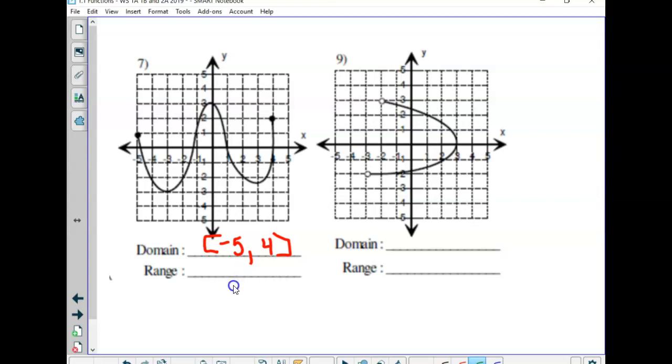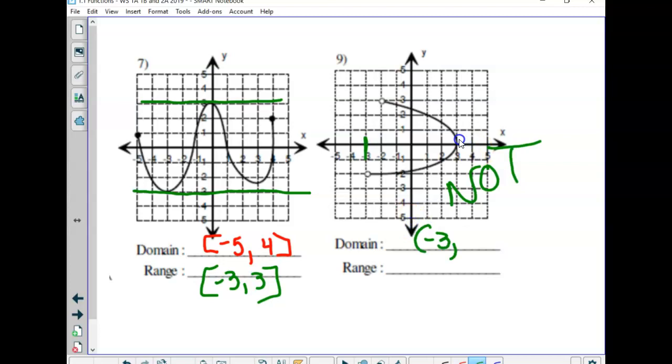What's the range? It has to be the lowest it goes to the highest it goes. So it's -3 to 3, and it appears to be hitting both of those, yes? Okay, this one is not a function, but could we still, what is the furthest left to right? Yeah, -3 is the furthest left, and it's not included, but going to the right, it hits 3. Bottom to top?